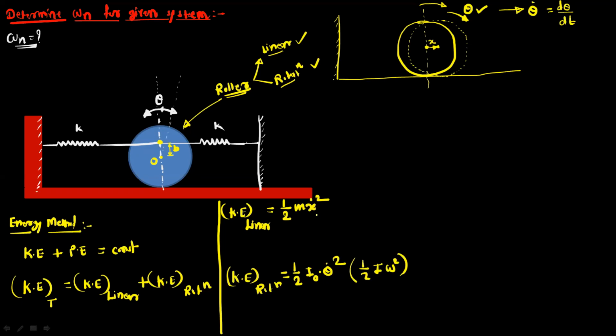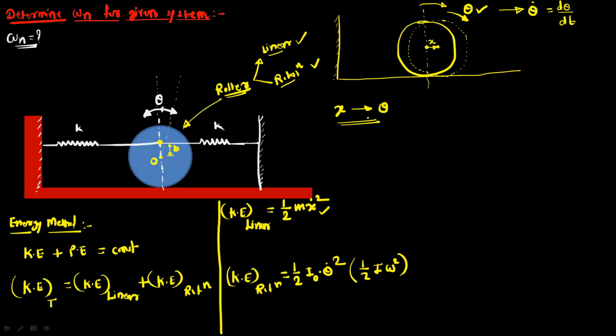Okay. Now if you observe these two kinetic energies, this one is in x and this one is in theta. Okay. So we have to convert either x into theta or theta into x. Okay. So for that, we need to find out the relation between linear displacement x and the angular displacement theta.